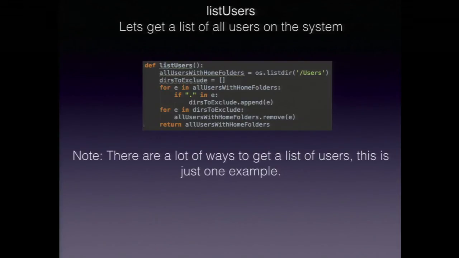We go ahead and use the OS module, and we're going to go ahead and list dir. It's kind of just similar to ls in bash. And we're going to list the directory /users. This basically creates a list for us, and it assigns it to this all list users home folder variable. We create another blank list called dirs to exclude, because when we list users, there's things in there that we don't really want to be looking inside of.